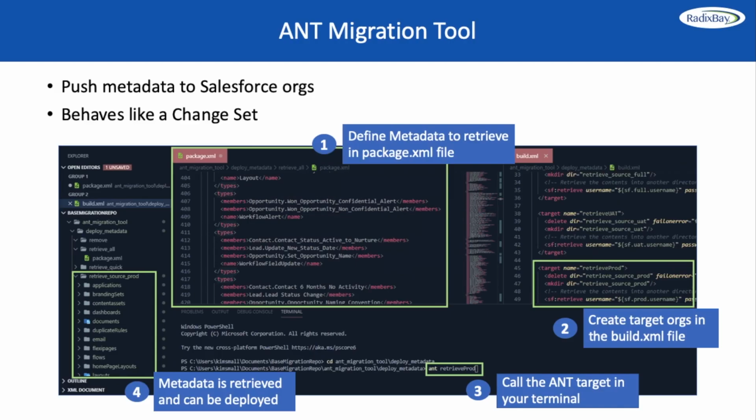Here I have an example of how to retrieve metadata using the ANT migration tool. First, you'll want to define that metadata in your package.xml file. Then you'll create targets in the build.xml file. Next, call the ant target in your terminal. And then the metadata will be retrieved and it can be deployed to whichever Salesforce org you want it to be deployed to.